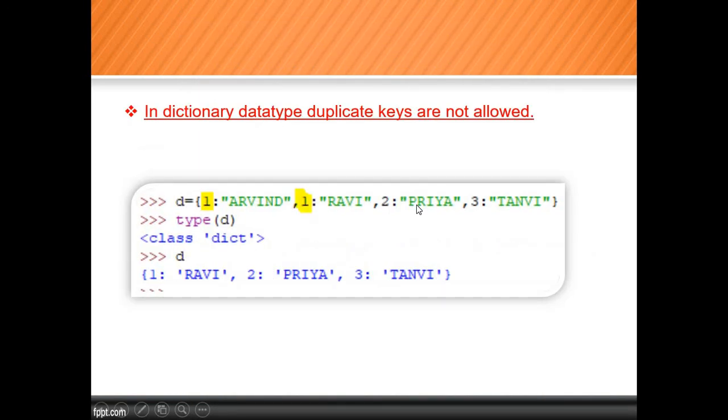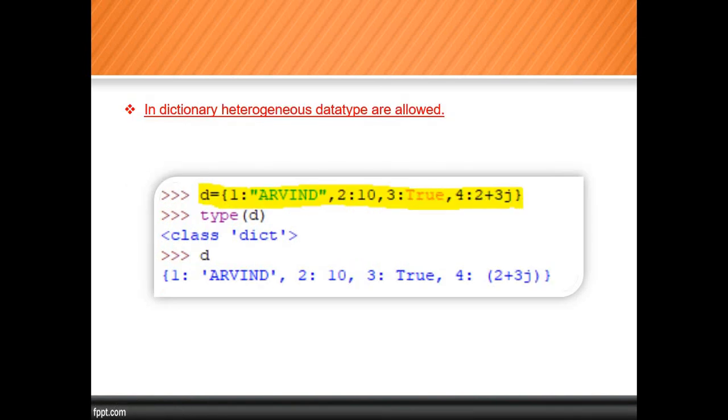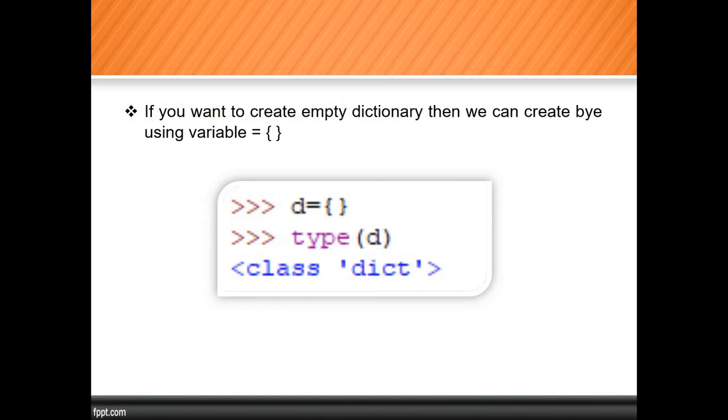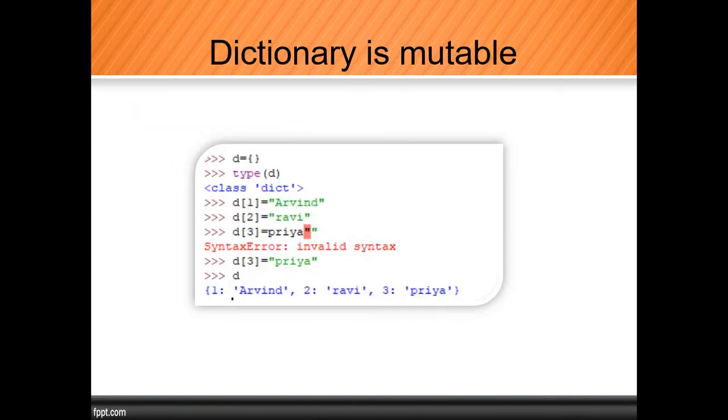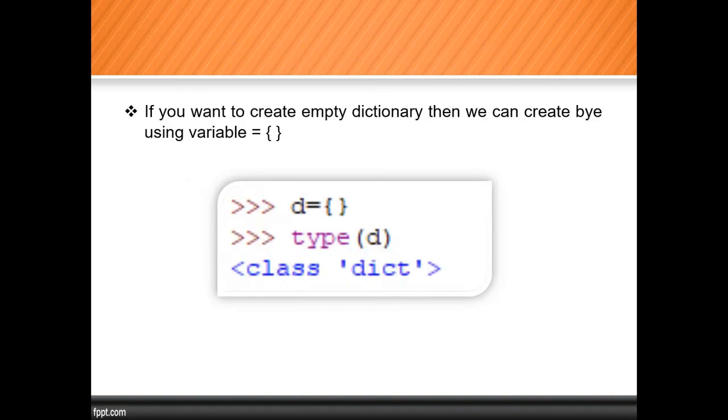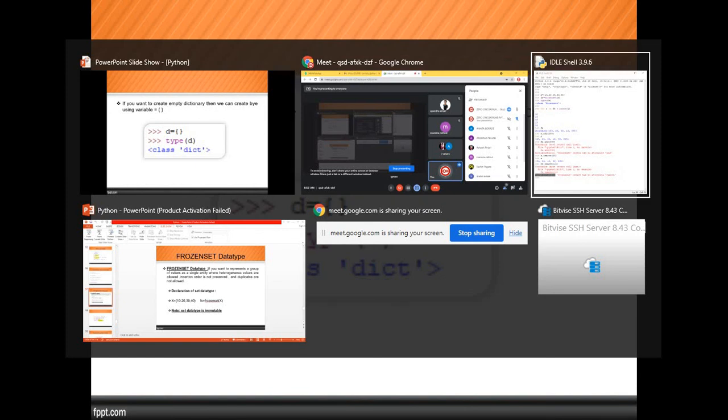See, here we have the concept: duplicate keys are not allowed. I have given that. In the dictionary, heterogeneous data is allowed. If you want to create an empty one, we will discuss that. A dictionary is mutable. Okay, just one minute. There is one concept remaining.